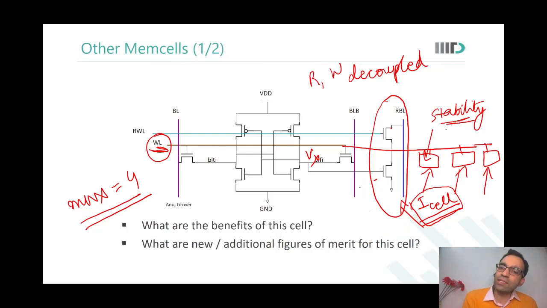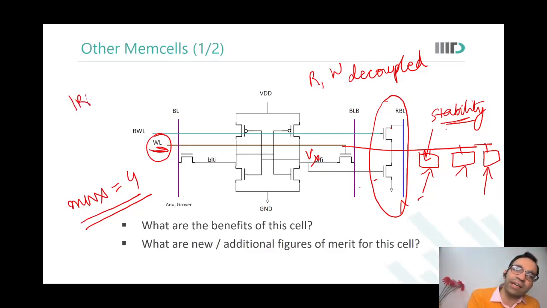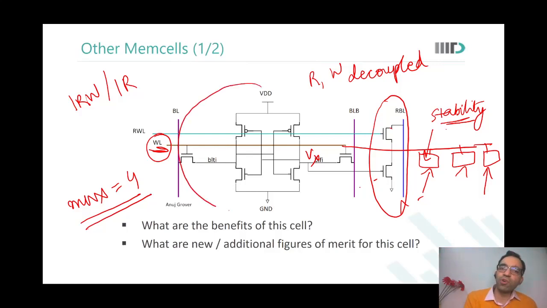Okay. Now consider a case that you are writing. So you're using it as a dual port cell, as a one read-write and one read memory. Do you see this cell can be used like that also? This is a read-write port like a regular 6T cell, and this is a read only port. You cannot write through this port. Are you able to see this?